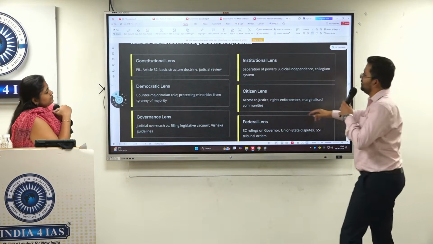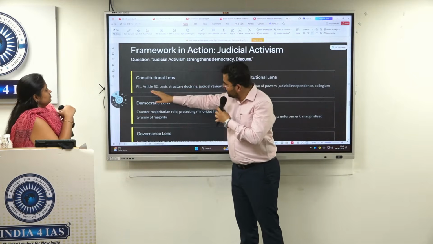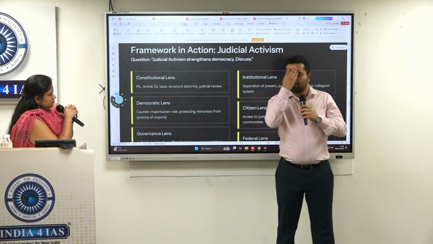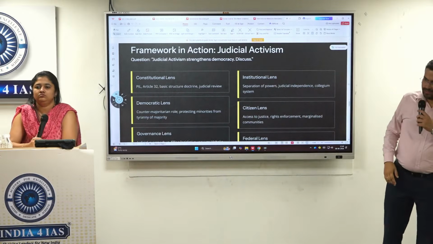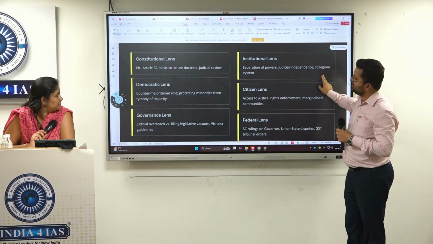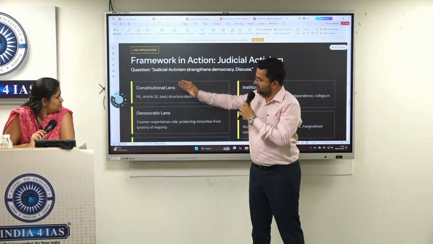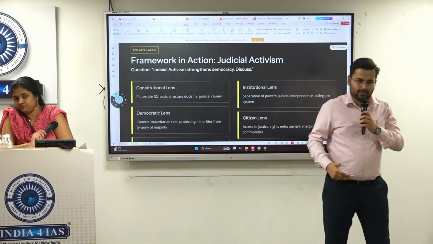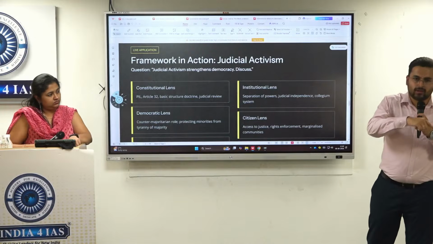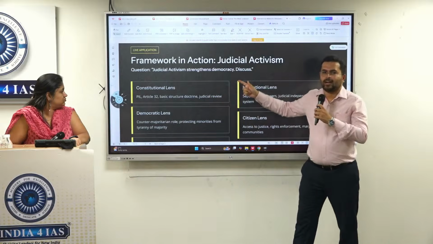Yes. So the constitutional lens should answer about articles. It should include Article 32. What is Article 32? Why is the judiciary being active? Why is it being active? When there exist the executive and legislature, it is going beyond its sphere of influence and acting in a way that probably shadows the other organs.